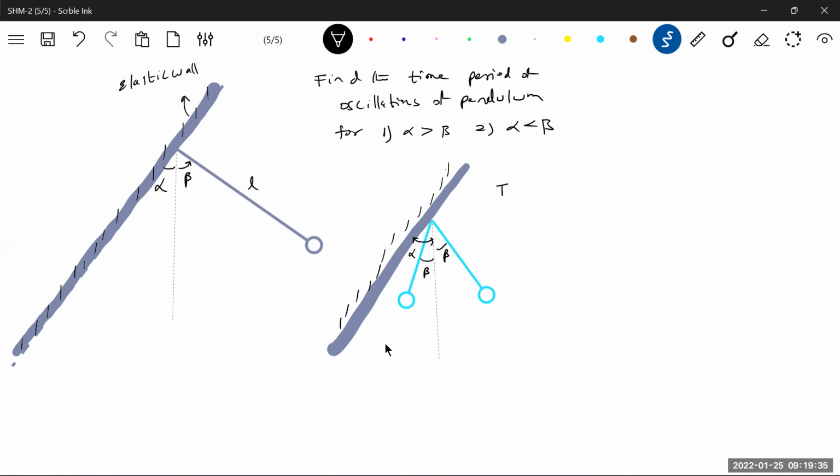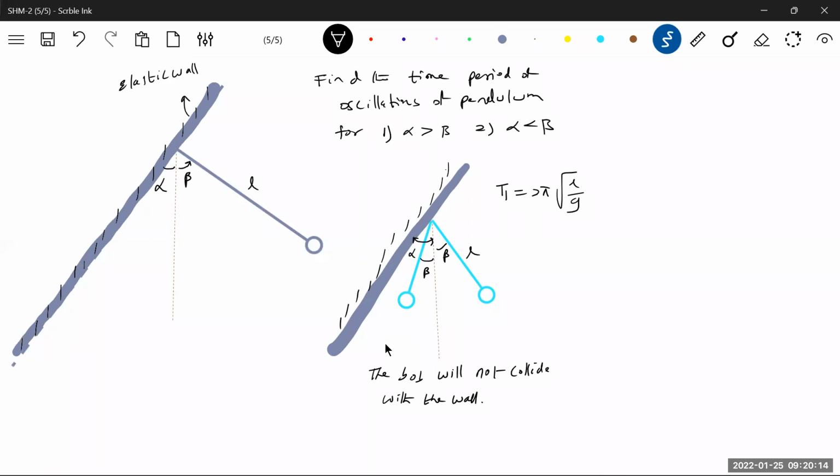So what is the time period of the pendulum? In this case, it will be 2 pi under root of L by G. So what is the basic idea? The bob will not collide with the wall, so the time period of oscillation will be 2 pi under root of L by G. This is the first case. Second case we will go for it.